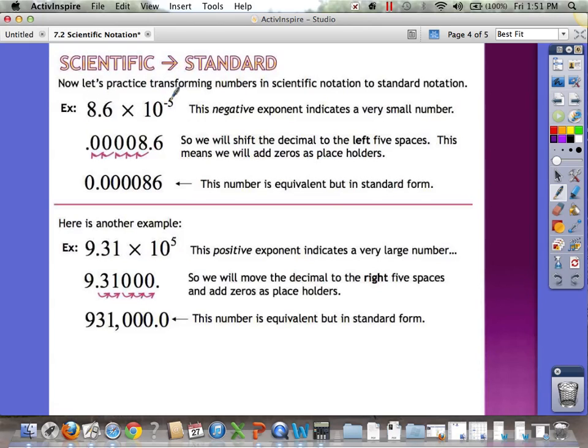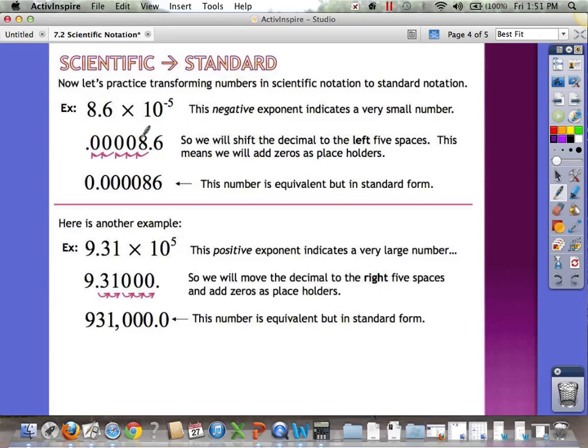Now, we're going from scientific to standard. Remember, if it's a negative exponent, it's going to be a very small number. So you want to go and make it smaller. So with 8.6, making it smaller means you have to go this direction, 5 places. You have to count every place you move. So that's 1, 2, 3, 4, and put a dot.